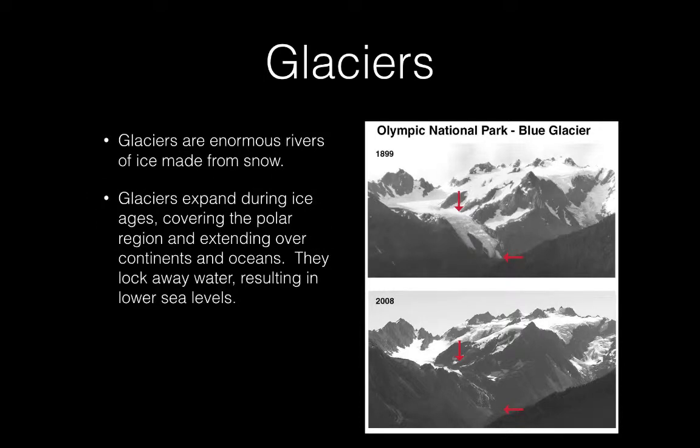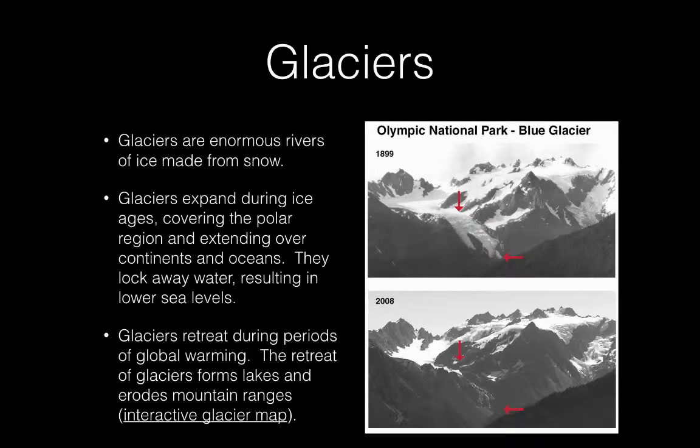Glaciers expand during ice ages, covering the polar regions and extending over continents and oceans. They lock away water, resulting in lower sea levels. This is why, during the last ice age, you could walk from England to France. There was no North Sea. There was a North Valley.